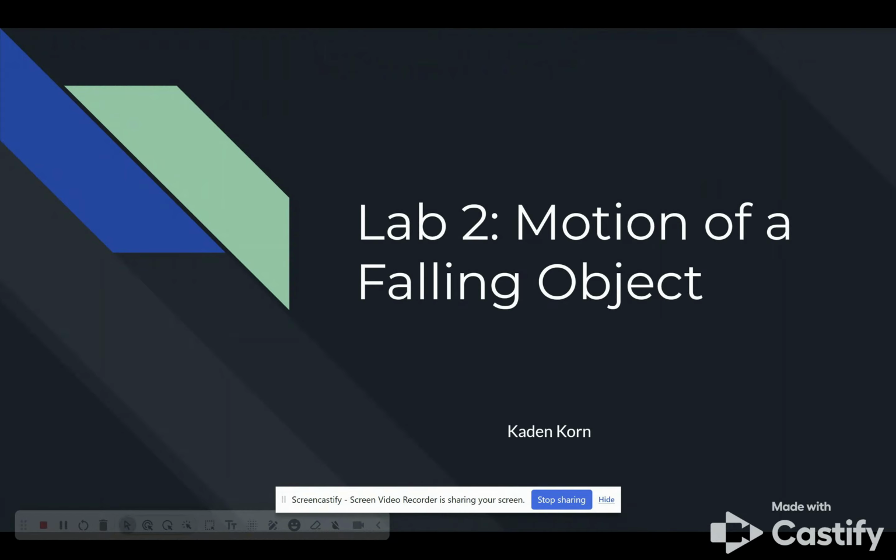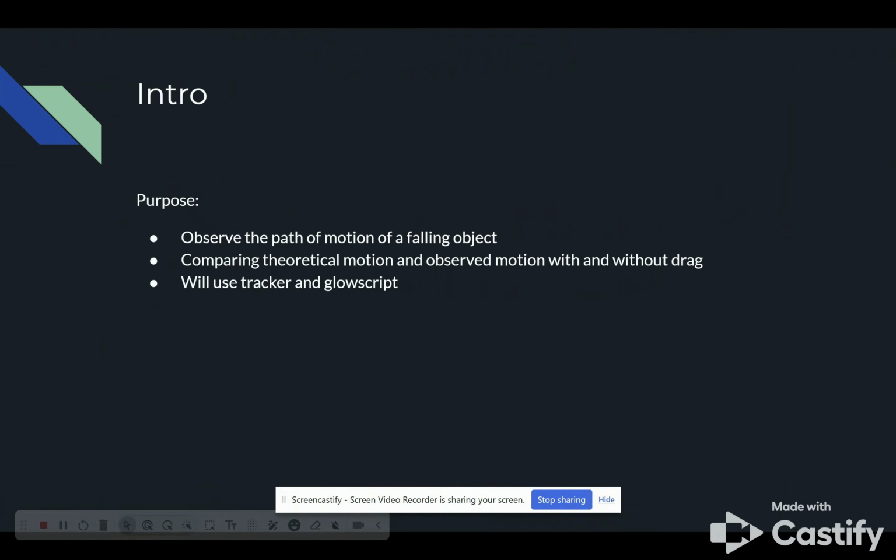My name is Kaden Korn, and this is my video for Lab 2 for Physics 2211, which is the motion of a falling object. First of all, let's go over the purpose of the experiment. We're going to be comparing the motion of a falling object with and without drag being incorporated. Basically that means comparing theoretical motion and observed motion with and without drag. And we're going to do this using Tracker and GlowScript.